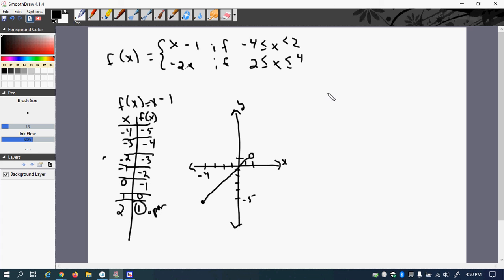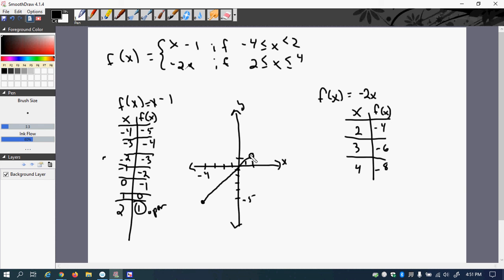Now I'm going to go ahead and do the second one. f of x equal to negative 2x, and my limitation is between 2 and 4. So when I make a table, I start at 2, and I go to 3 and to 4. So only 3 values I really need. If I put 2 in for x, 2 times negative 2 is negative 4. 3 times negative 2 is negative 6. And 4 times negative 2 is negative 8.